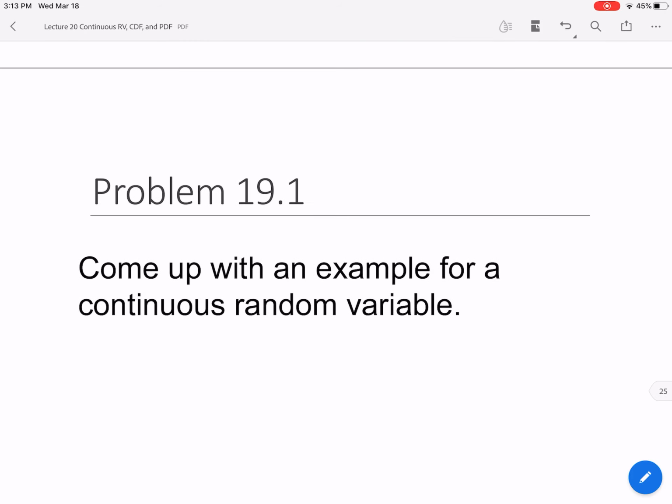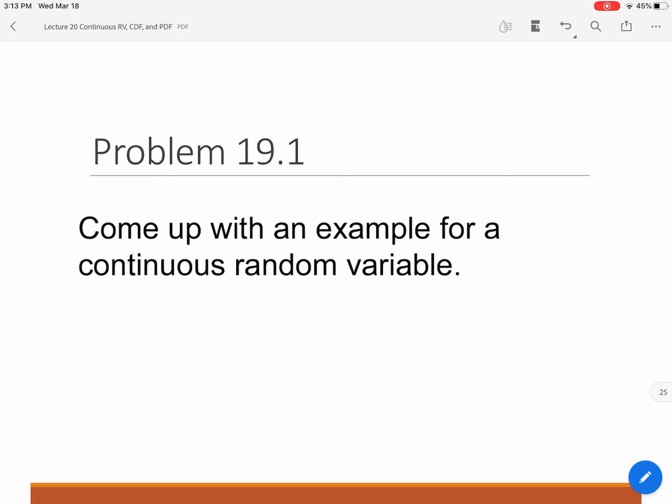For problem 19.1, what I would like for you guys to do is think about an example of a continuous random variable. So we will stop this lecturette right here. This lecturette introduces you to continuous random variables, their definition, and the CDF of a continuous random variable. In my next lecturette, I'm going to solve some problems related to continuous random variables.